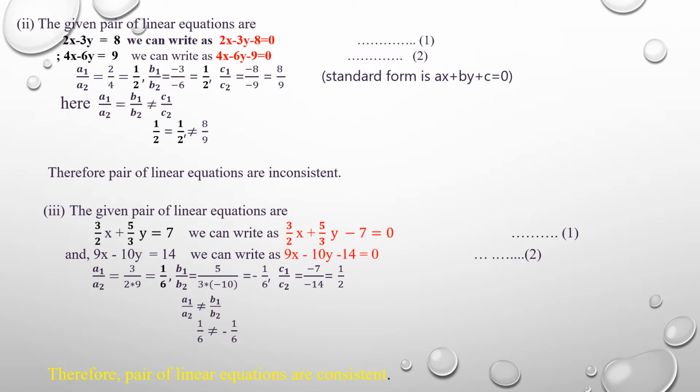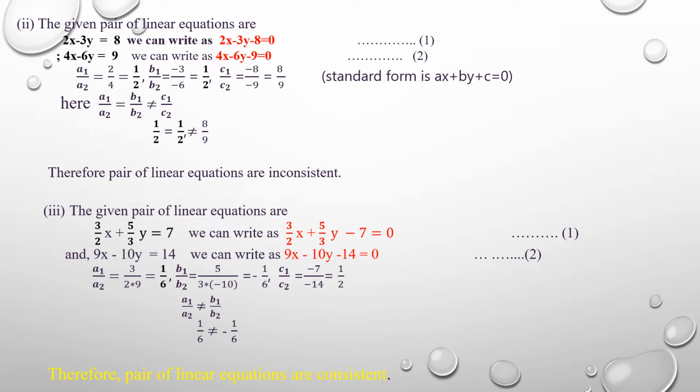Now after finding the ratios, we compare these ratios with each other. So on comparing, we see that a1 by a2 is equal to b1 by b2, but both ratios are not equal to c1 by c2. So when this condition exists, the pair of linear equations in two variables has no solution, and when there is no solution, the given pair of linear equations is inconsistent.